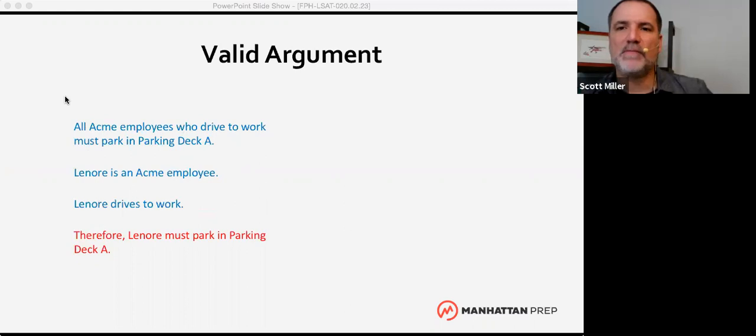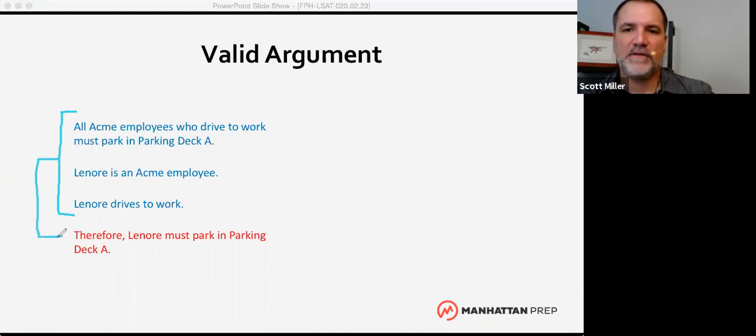In a valid argument, the premises give you all of the information that you need to confidently draw the conclusion with 100% certainty. Other than some things that we are expected to know, like the meaning of some basic words such as employee, drive, work, all the information's there.